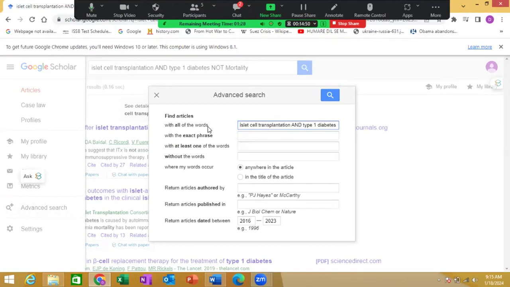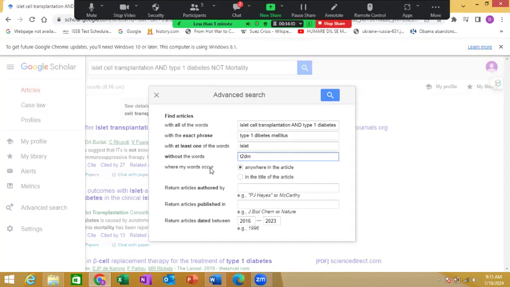Okay, it is asking with all of the words. Are you looking for studies that include all of these words, or your search terms are with the exact phrase? Which exact phrase do you want studies for? For example, I'm saying studies that use strictly type 1 diabetes mellitus, with at least one of the words eyelid, for example, without the words type 2 diabetes mellitus, for example. I'm not looking for anything for type 2.